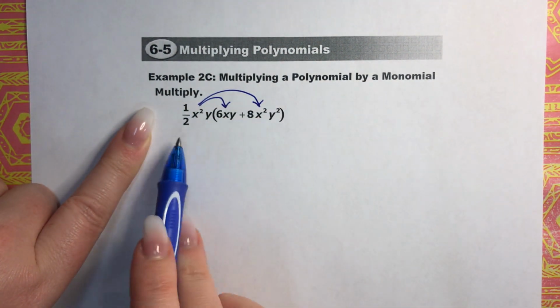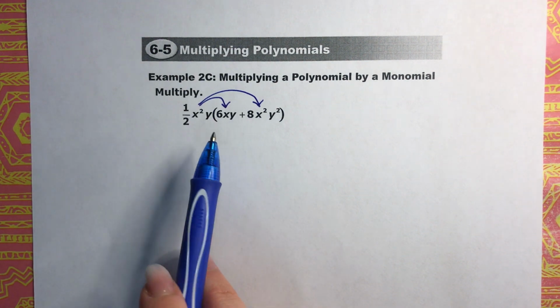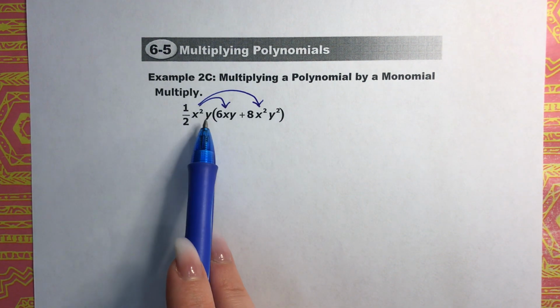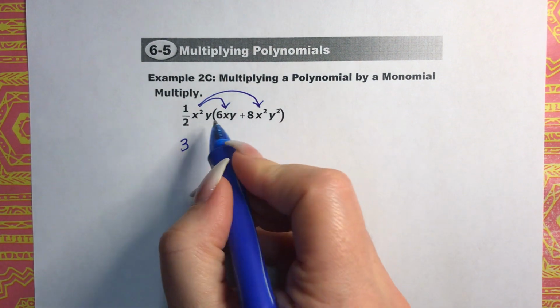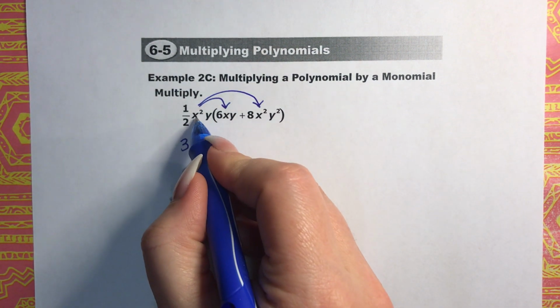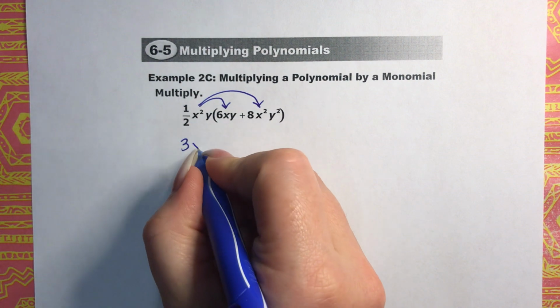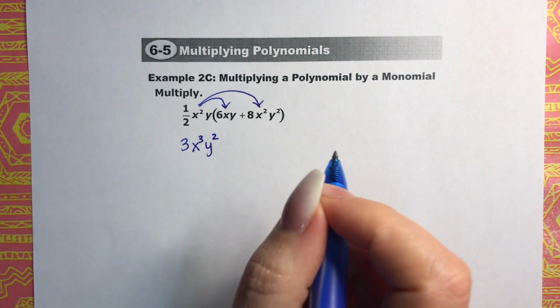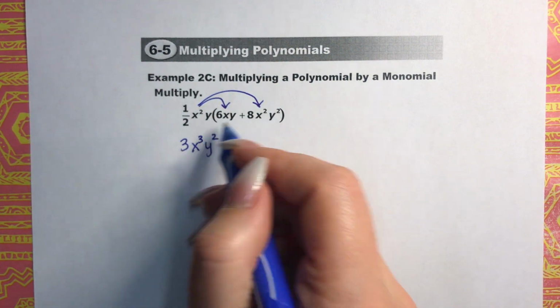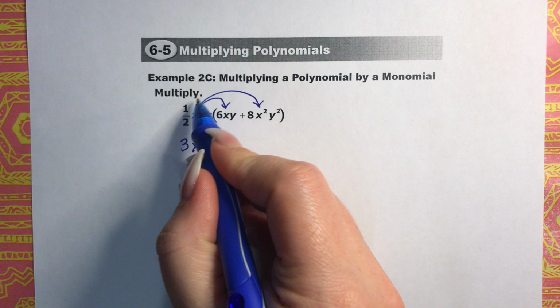Now, when stuff starts to get really more complicated, I'm just going to do it piece by piece. So I'm going to do the numbers first. 1/2 times 6 is 3. And then x squared, the first letter would be x. x squared times x is x cubed. And then y times y is y squared. And there's no other letters, so that's it. I know I'm done with that one, and now I need to go here.